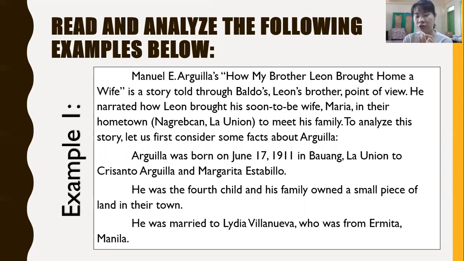Arguilla was born on June 17, 1911 in La Union to Crisanto Arguilla and Margarita Estabillo. He was the fourth child and his family owned a small piece of land in their town. He was married to Lydia Villanueva, who was from Ermita, Manila.